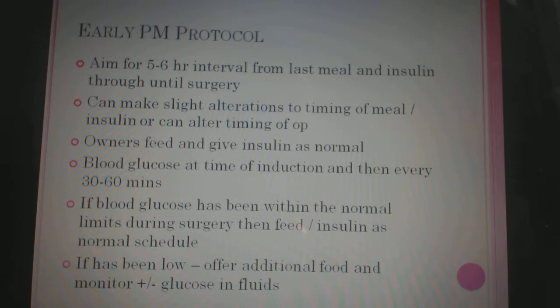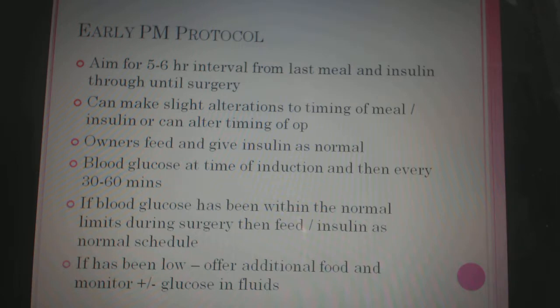Equally, you can alter the timing of the op if that suits your clinic. So for an animal that always eats at 6 a.m, you might operate late morning rather than early afternoon. The owners would feed and give the insulin as normal. They would probably want to bring the animal in a bit later, because what's the point in the animal sitting in the kennels for that 5 to 6 hour starve? It may as well be at home for that time period, so we keep its regime as normal as possible. And we don't do anything different.